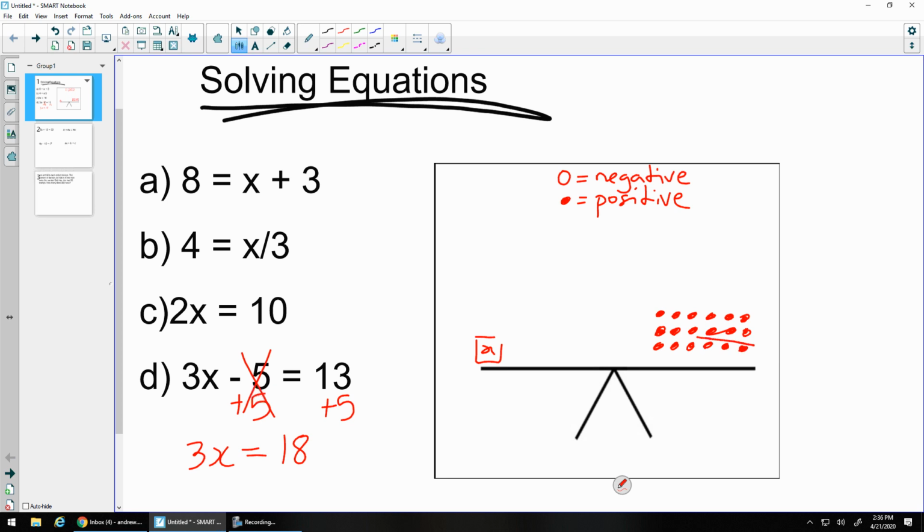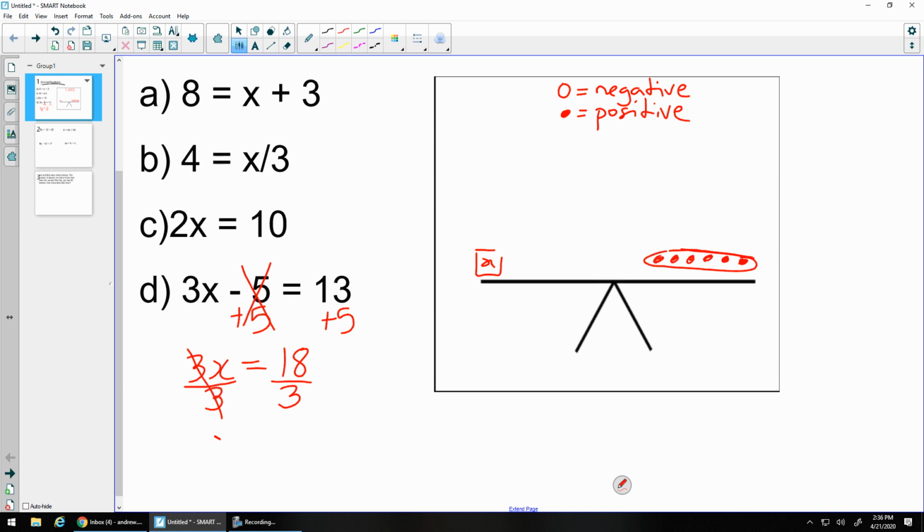I could split this into 3 groups. 1 group, 2 groups, 3 equal groups of 6. If I take away 2 of those 3 groups, or figure out how much would be in one group if I split it into 3 groups, there's 6 counters there. So I divided the left side by 3, divided the 3 x's by 3, divided 18 by 3. 3x divided by 3 is equal to 1x. 18 divided by 3 is equal to 6. So x is equal to 6.